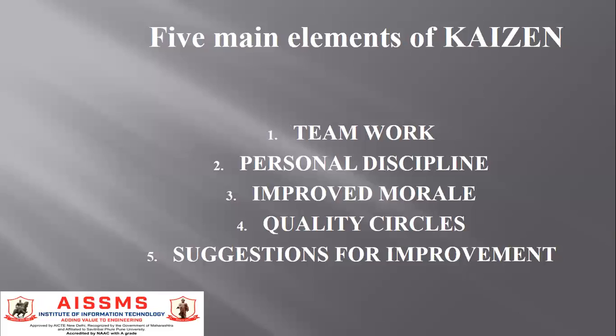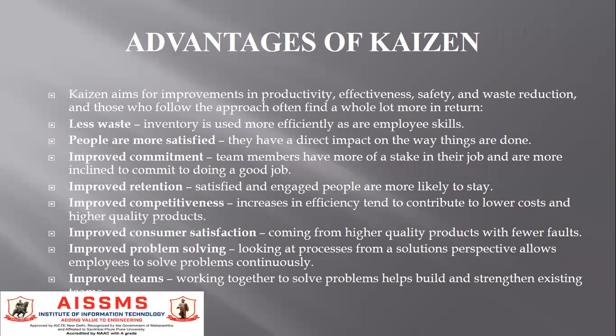The five main elements of Kaizen are: first, teamwork; personal discipline; improved morale; quality circles; and suggestions for improvement. Obviously, all the suggestions that have been received for the improvement are to be implemented so that the quality goes on improving. Let us now see some advantages of Kaizen.